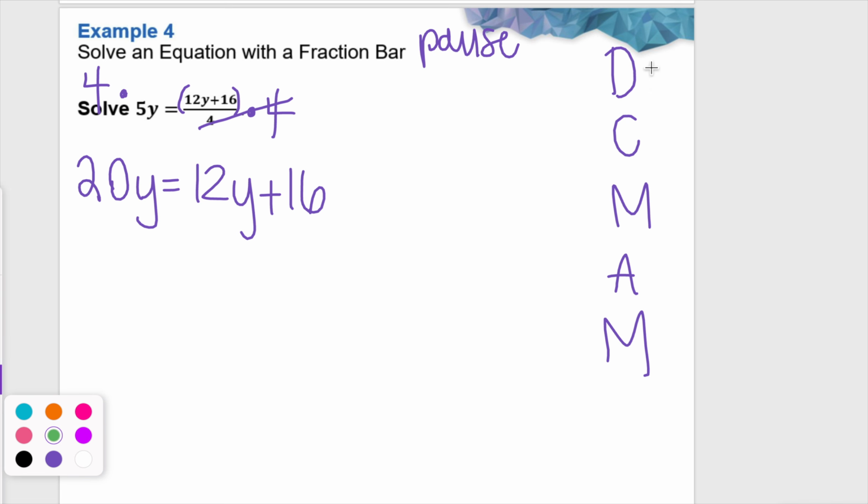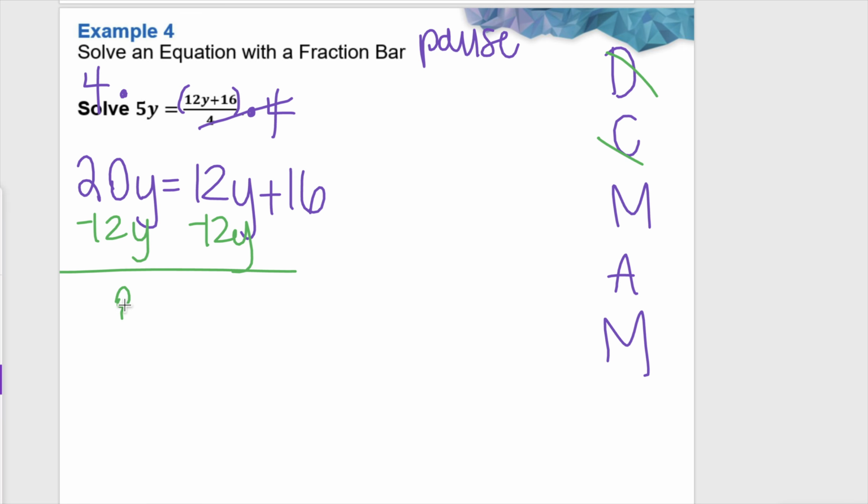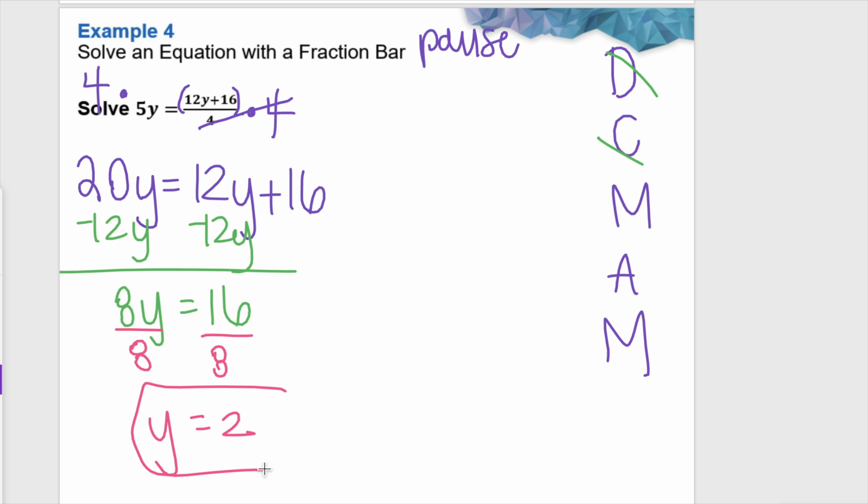Now I'm ready to move variables to the same side. I'm going to subtract 12y from both sides. I'm going to get 8y is equal to 16. And then my final step, just dividing both sides by 8 so that y is equal to 2. If in doubt, we can always plug this back in and check. 5 times 2 is 10. So 12 times 2 is 24, plus 16 is 40, and 40 divided by 4 is 10. So that means y equaling 2 would be a plausible solution.